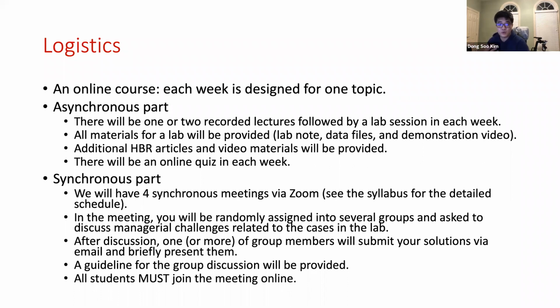There will be an online quiz in each week, but there will be a synchronous component as well. So we will have 4 synchronous meetings via Zoom. I will show the detailed schedule in the next slide. In the meeting, we will have a group discussion. You will be randomly assigned into several groups and asked to discuss managerial challenges related to the cases in the lab. After discussion, one of your group members will submit your solutions via email and briefly present them.